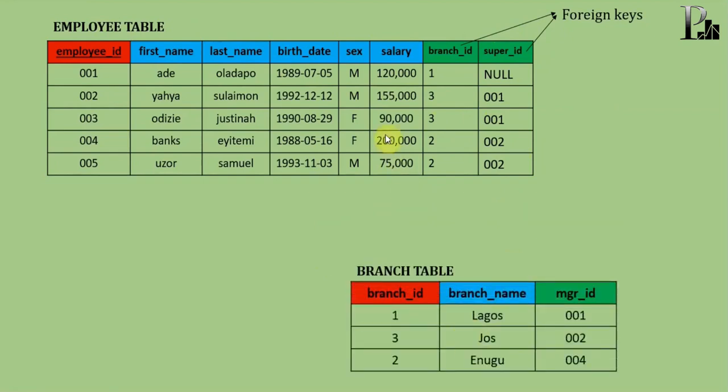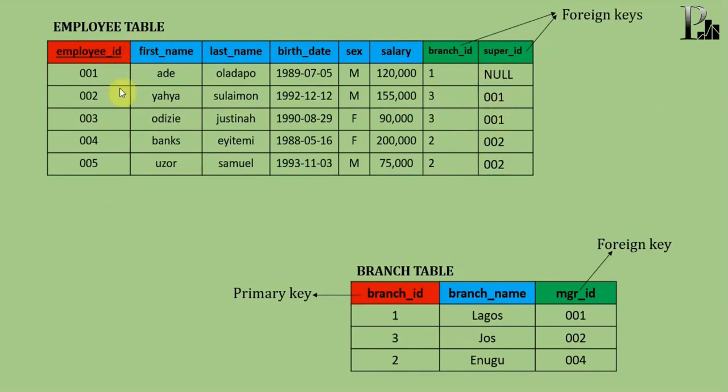So now the branch ID is this. We didn't show the relationship between our employee table and our branch table before. So we know that those who have branch ID 3 work in the Jos branch. So for example, Odize Justina, because she has branch ID 3, we know that she works for the Jos branch. So now let's look at the supervisor ID column, this foreign key.